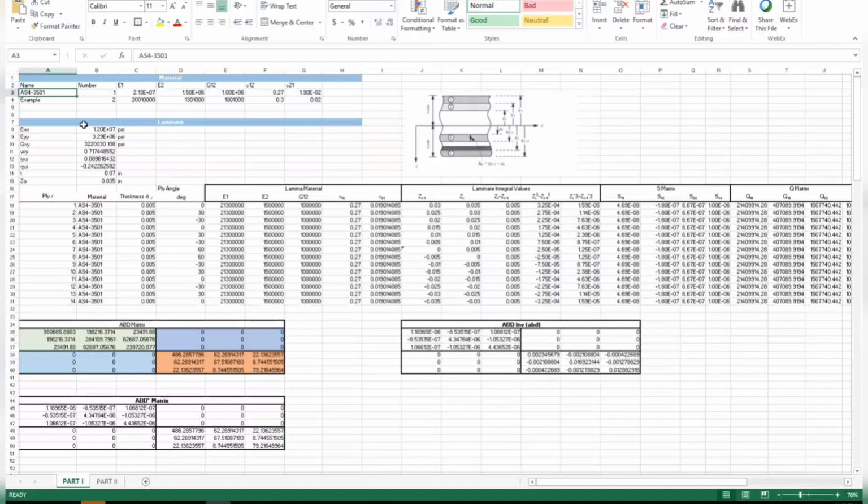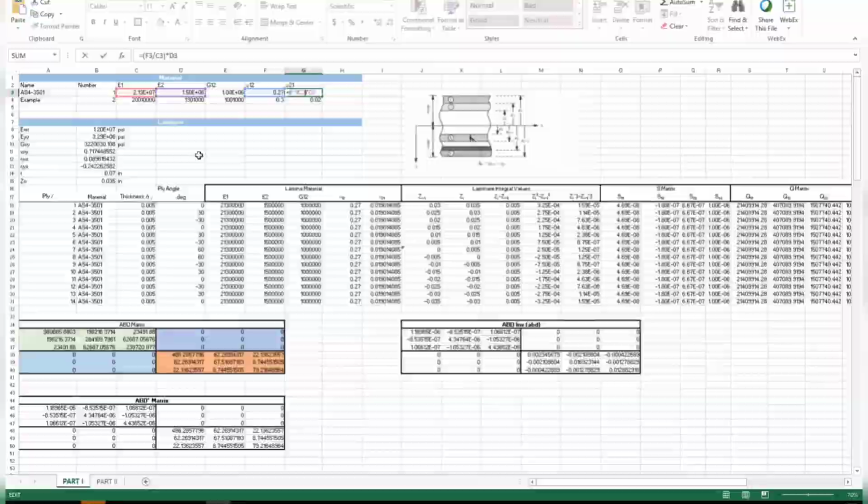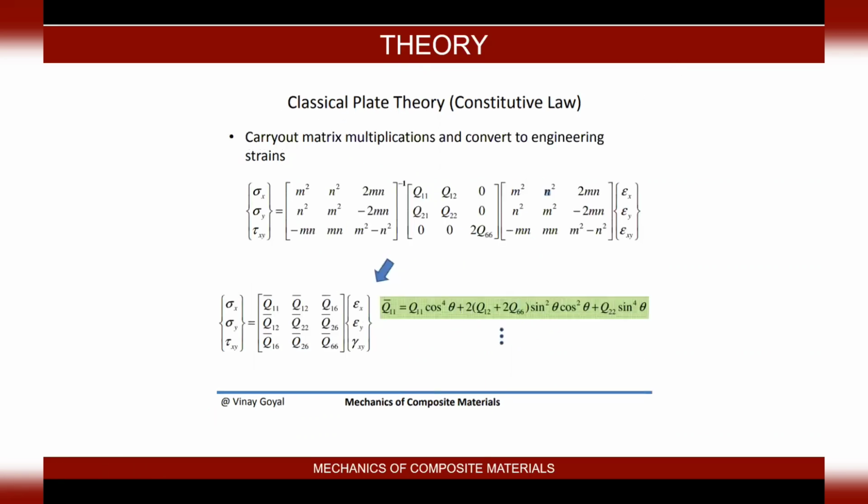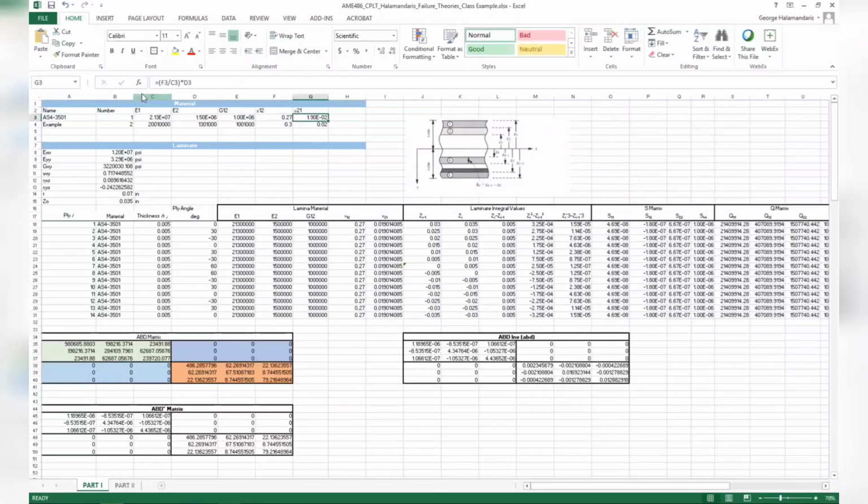So here I have the given material, AS4, S3501, as well as my material properties, E1, E2, G12, Poisson's ratio in the 1-2 direction, Poisson's ratio in the 2-1 direction, again through that relationship that we covered earlier. So that's the ratio of E2 to E1 times Poisson's ratio in the 1-2 direction. So again, back to the Excel sheet. So now we have all the material properties that we will need as an input to first your Q matrix.